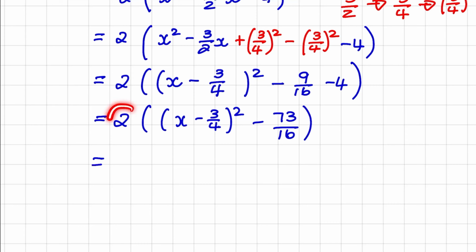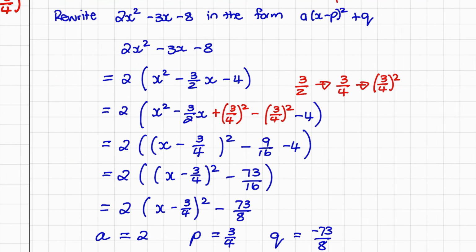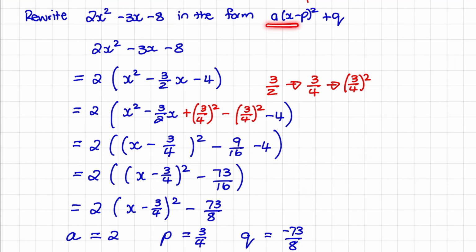And then lastly, I'll remove the bracket by multiplying the 2 into my set of brackets. And that leads to 2 times (x minus 3 over 4) squared minus 73 over 8. So now we have our a value as 2, our p value as 3 over 4, and our q value as negative 73 over 8. So we have rewritten this trinomial in the format of a times (x minus p) squared plus q, where a is equal to 2, p is 3 over 4, and q is negative 73 over 8.